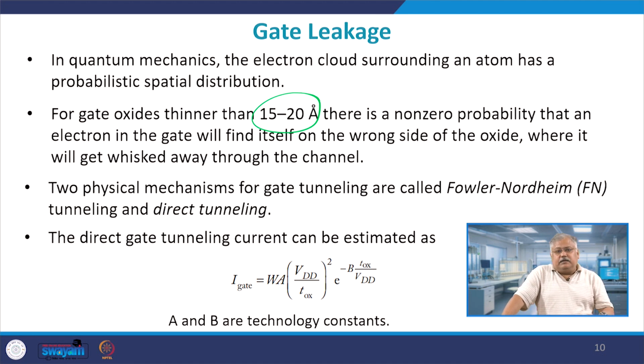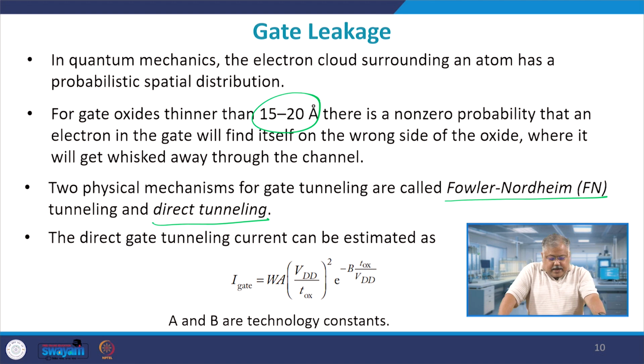Two physical mechanisms are responsible. One is known as the Fowler-Nordheim tunneling. This happens when the oxide thickness is large, and you have direct tunneling when you have an ultra thin oxide available to you. And we define the gate current in this manner. Okay, the expression for the gate current, where A and B are constants depending upon the technology, W is the width, and that gives you a basic idea about the gate current.